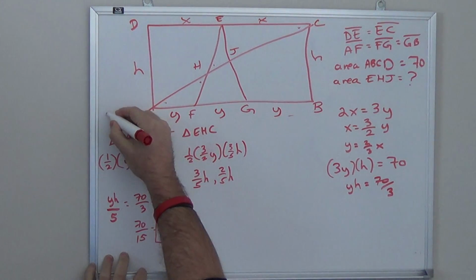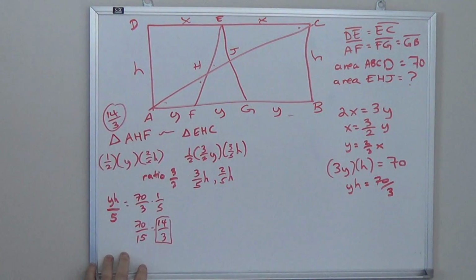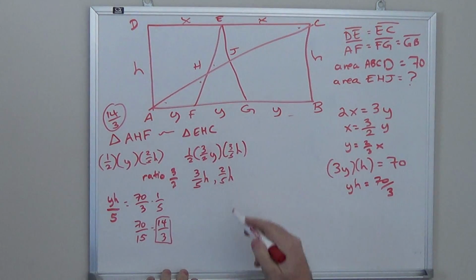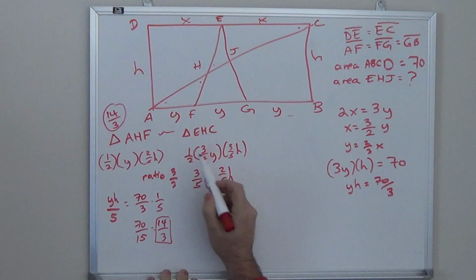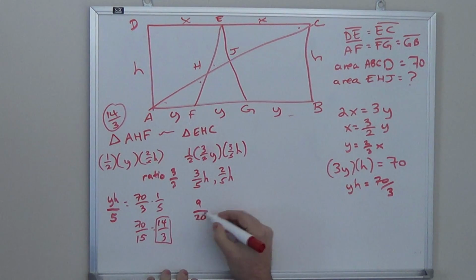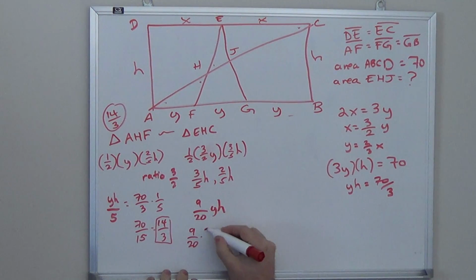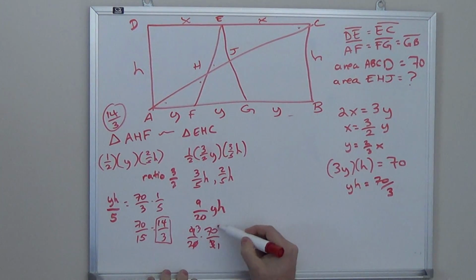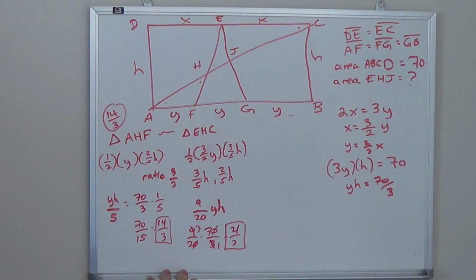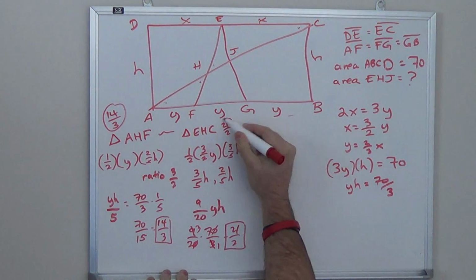We know the area of AHF is 14 over 3. And we should be able to do the same for this one, for EHC. Let's see. So 1/2 times 3/2 times 3/5. We multiply across the top, right? 1 times 3 times 3 is 9. 2 times 2 is 4 times 5 is 20. So the area is 9/20 times yh. Again, we know yh is 70/3. So I do 9/20 times 70 over 3. Can I clean this up? Maybe that's a 1, that's a 3, the zeros will go away. So 3 times 7 is 21. That's 21/2. So now EHC is 21/2.